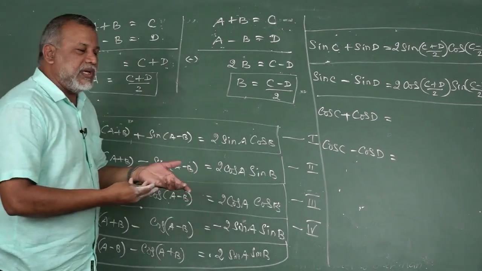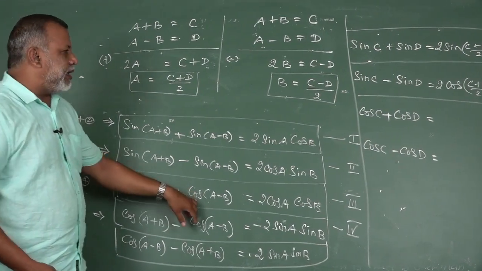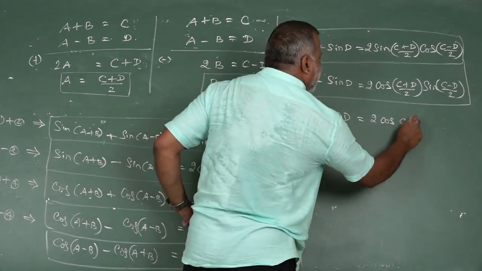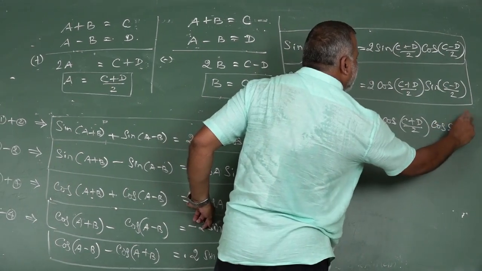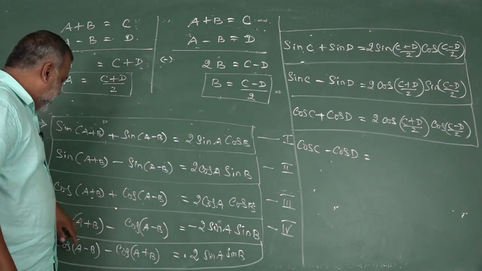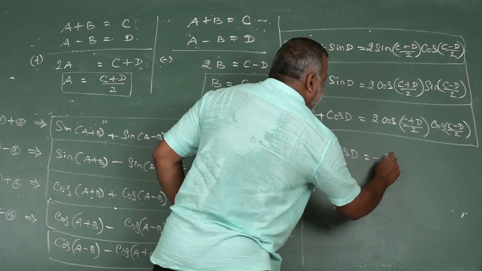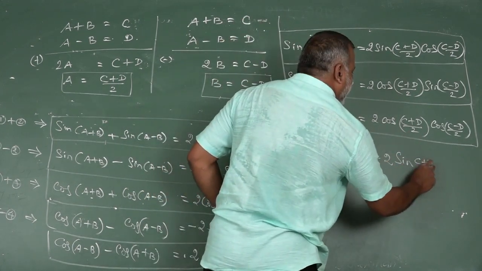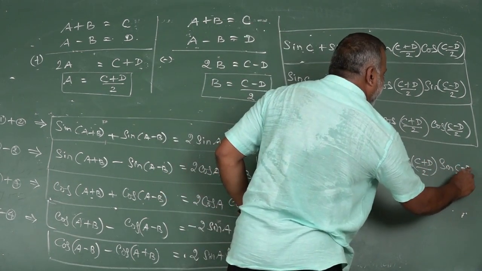You are getting one more result, sin C minus sin D. Now cos C plus cos D equals 2 cos C plus D by 2 cos C minus D by 2. From this Roman number 3, we get one more result. Then Roman number 4, cos C minus cos D is equal to minus 2 sin C plus D by 2 sin C minus D by 2.